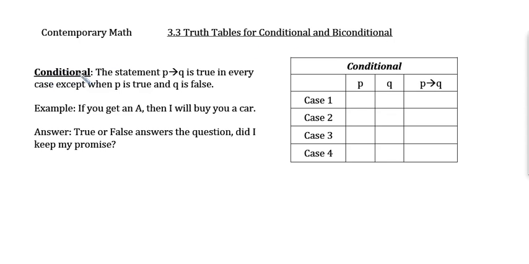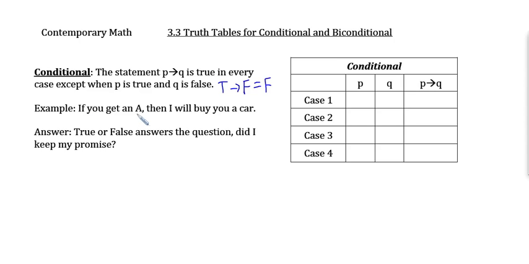So the conditional, the statement if P then Q, is true in every case except when P is true and Q is false. So what this is telling me is when I see T arrow false, this is the only time where this is going to equal a false statement. Any other combination is going to be true. So just trying to understand this.